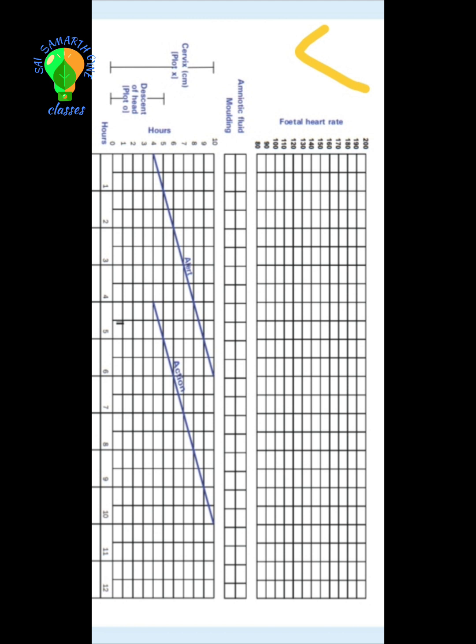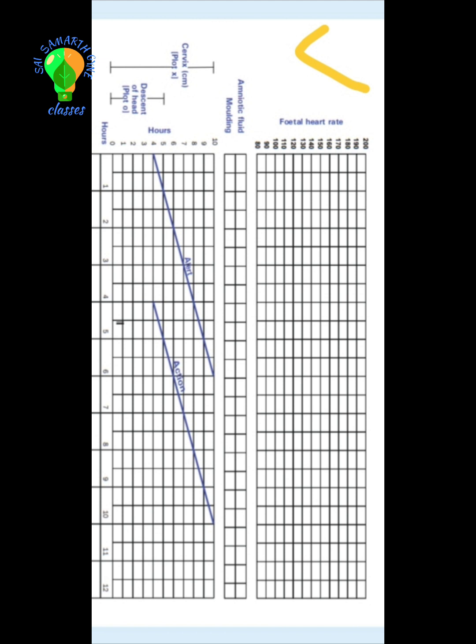And then the second point is amniotic fluid. So if the membranes are intact, I. If liquor is clear, then C. If blood stained, then B. And if meconium stained, then M. Marking has to be made in this column.